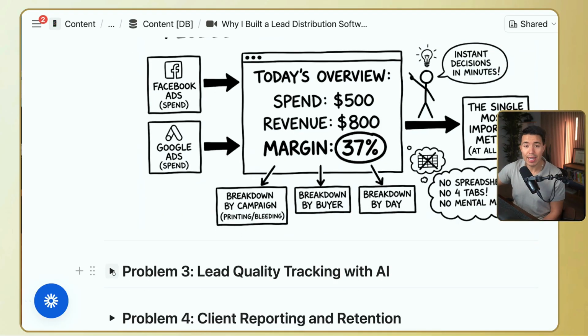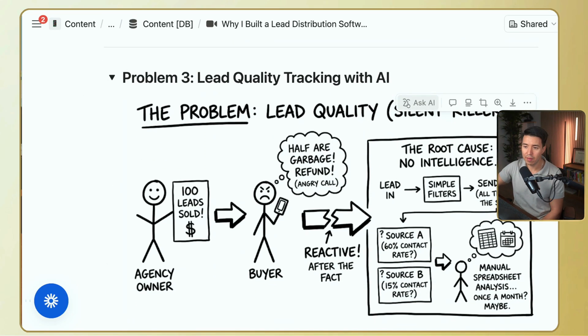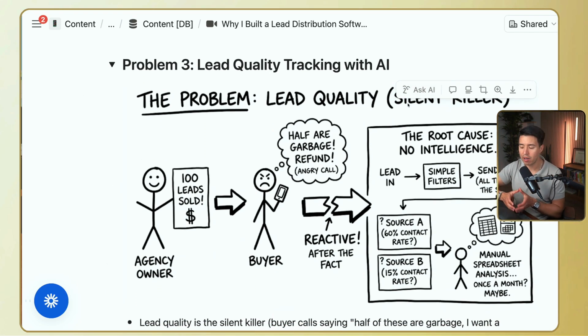Problem number 3 is lead quality tracking. This one is a huge one because in the PPL space, here's a problem. You're not delivering quality leads. Those leads aren't going to convert. Your buyer is not going to rebuy, right?